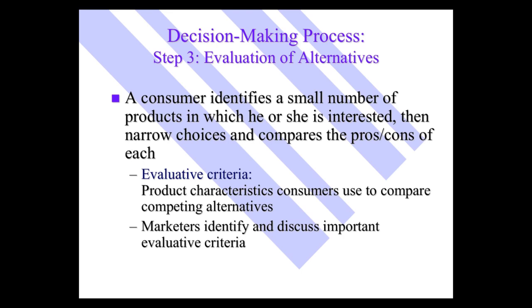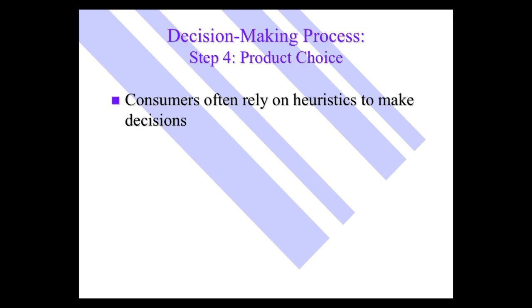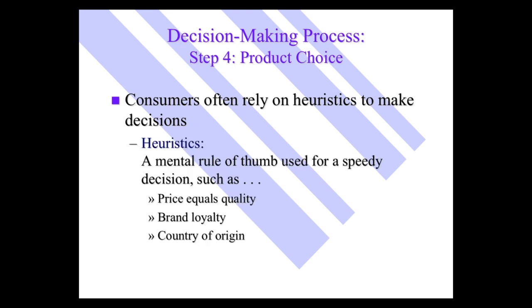Step four, product choice. The consumer makes a choice. Consumers often rely on heuristics to make decisions. A heuristic is a mental rule of thumb used for a speedy decision. These are all good examples of heuristics: price equals quality. People will definitely make a judgment based on the price. Or brand loyalty. It comes from Betty Crocker, I know it's good. Or country of origin. It's German manufacturing, I know it's going to be very, very precise, and so on.